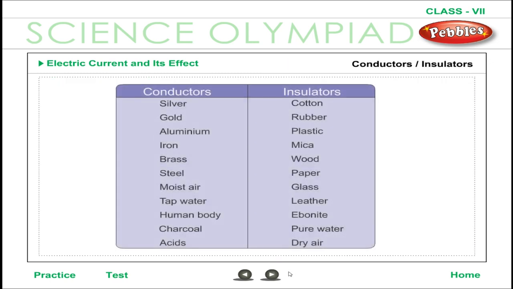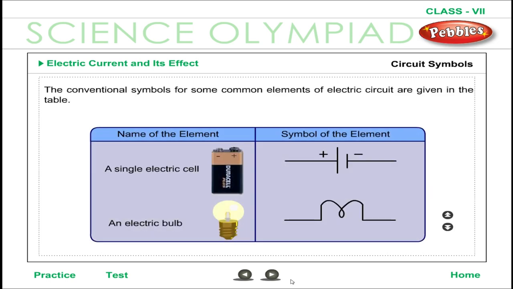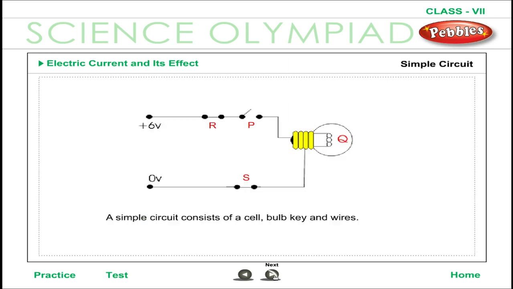Conductors and insulators. Some conductors and insulators of electricity are listed above. Symbol of circuit elements. The conventional symbols for some common elements of electric circuit are given in the table. A simple circuit consists of a cell, bulb, key and wires.